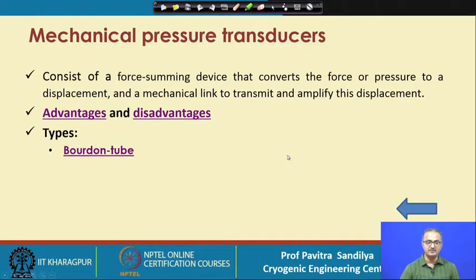There are various types of mechanical pressure transducers. We are just listing only two of them. One is the Bourdon tube, which is very common and which is also found in our laboratory or in the industries quite commonly, and we have the diaphragm. So let us first look into the Bourdon tube mechanical pressure transducer.